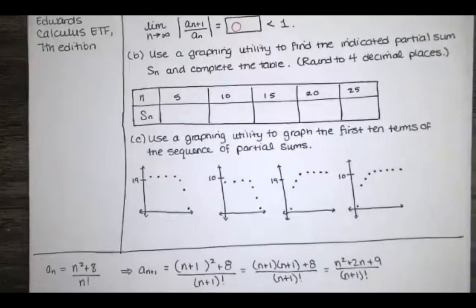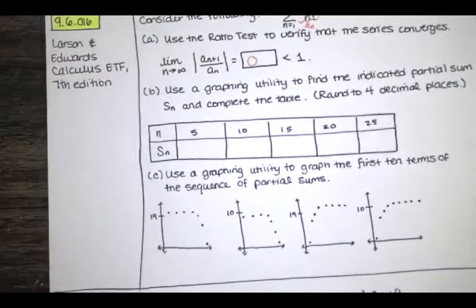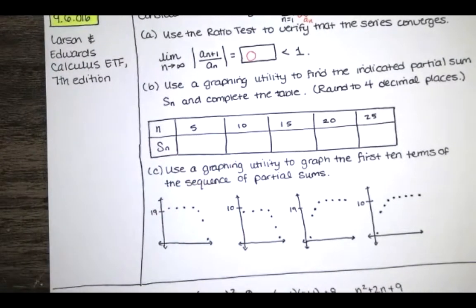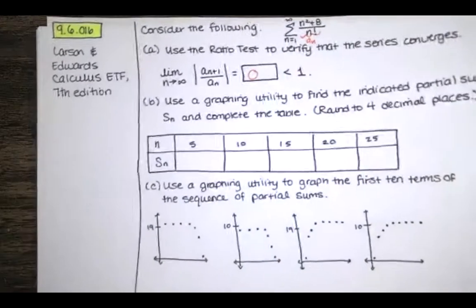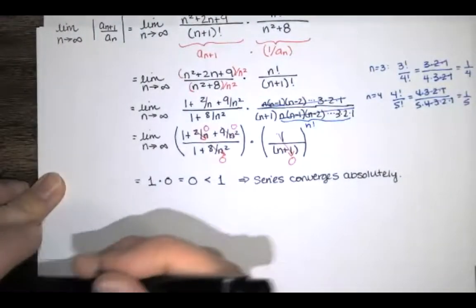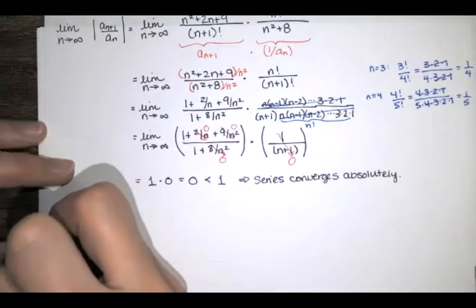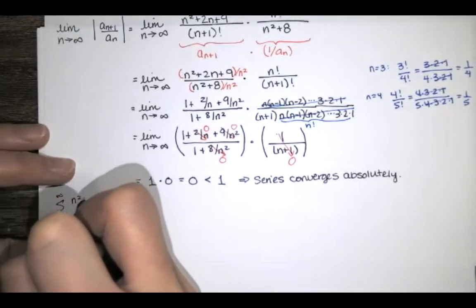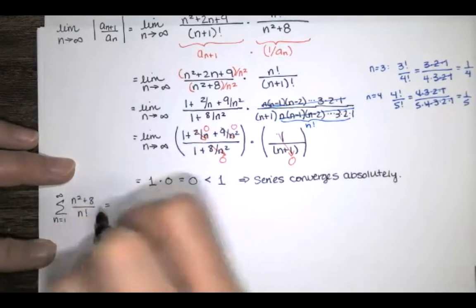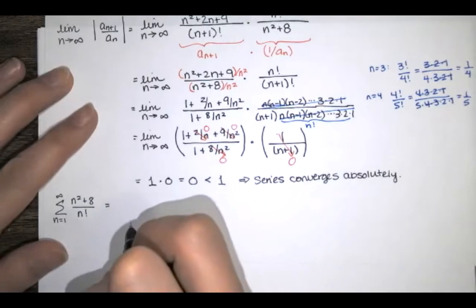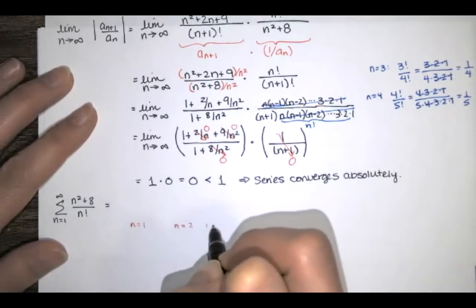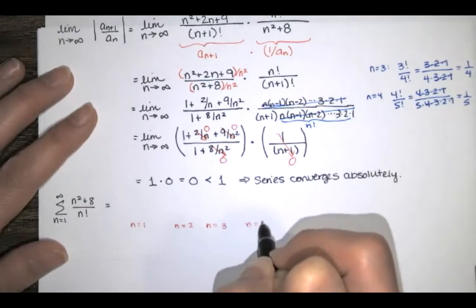Okay, so now the next part asks us to use a graphing utility to find the indicated partial sum and complete the table. Now just to show you exactly what it is we're doing, the calculator that I'm going to use online will show you. So remember, this is our series. We've got the sum as n goes from 1 to infinity of n squared plus 8 over n factorial. And we're asked to find the fifth partial sum. So that means we want the sum of the first 5 terms. I just want to show you this just so that you're aware of what it is we're calculating.